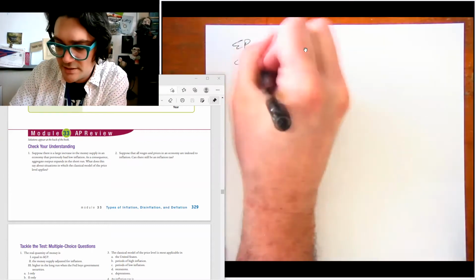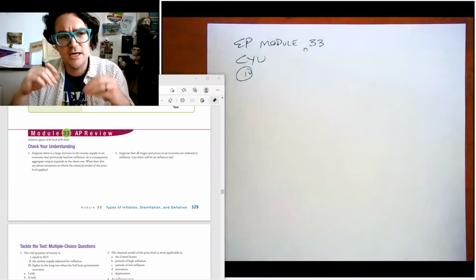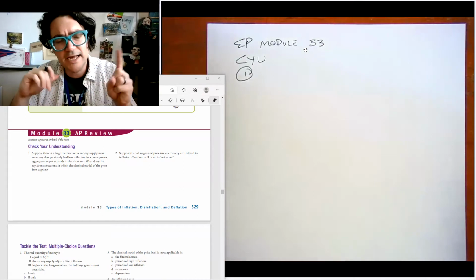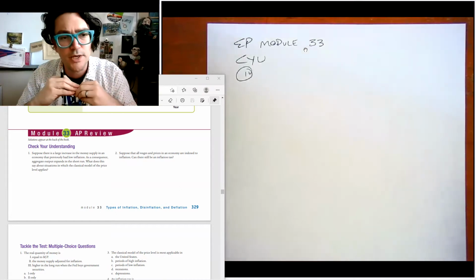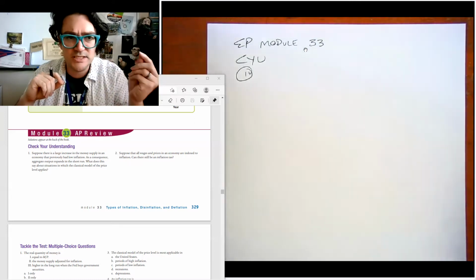Check your understanding. Number one says, suppose there's a really large increase in the money supply in a country that previously had really low inflation. As a consequence, aggregate output rises in the short run. What does this say about situations in which the classical model of the price level applies?